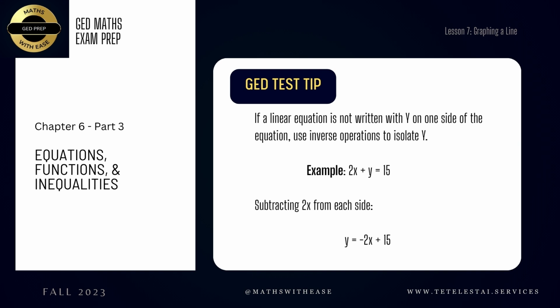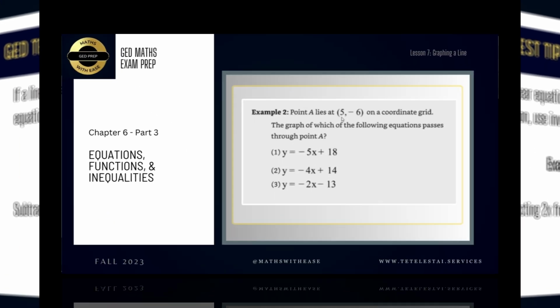Or you can simply think of it as taking this 2x and moving it over the equal sign. We know from our previous lesson that anytime we move a term over the equal sign, it changes sign, right? So if we move 2x over the equal sign, we'll have negative 2x on the right-hand side, okay?